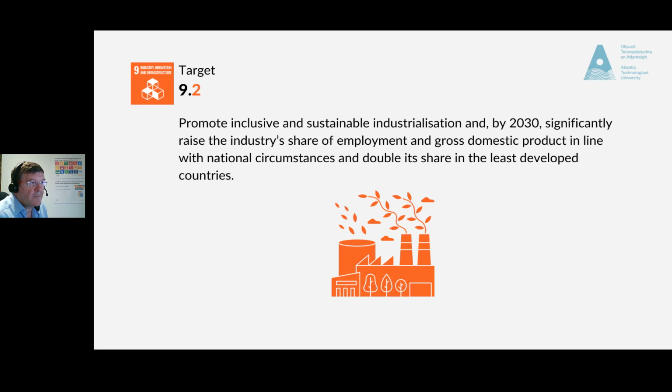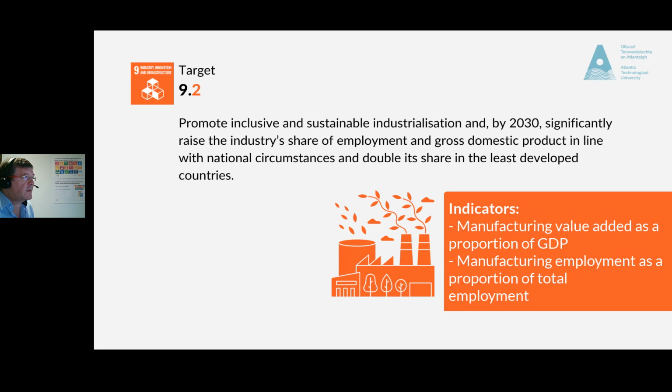Target 9.2, promote inclusive and sustainable industrialization, and by 2030, significantly raise the industry's share of employment and GDP in line with national circumstances and double its share in the least developed countries. As you can see in many of these goals, the targets set for the least developed countries are significantly higher than the well-developed countries, and appropriately so. So the indicators for this are manufacturing value added as a proportion of GDP and per capita, and manufacturing employment as a proportion of total employment.